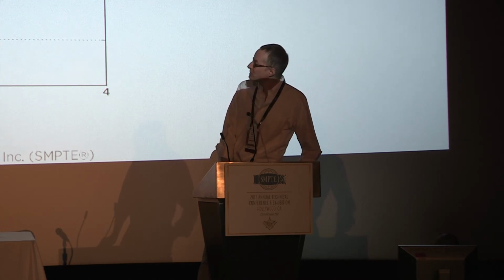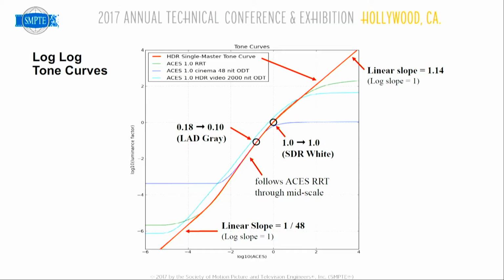So we were trying to follow that curve, and in particular, we're adopting the same placement of gray, which is 18% gray at 10% of the SDR white point. So we're similar through the mid-scale. The differences of our tone curve are at the extreme ends. So in the very bottom end, we extend as a gain factor, and at the top end as well. And this makes the curve more invertible.